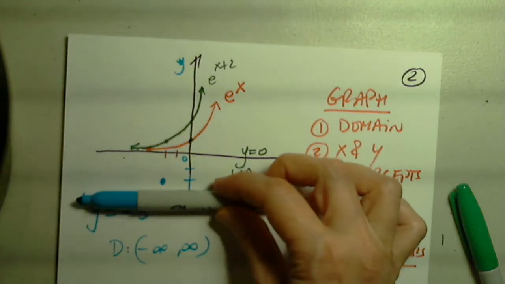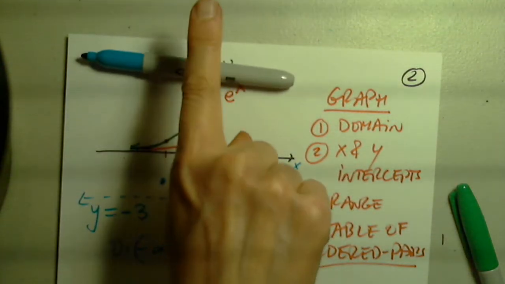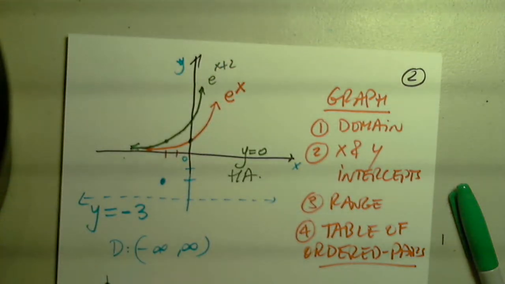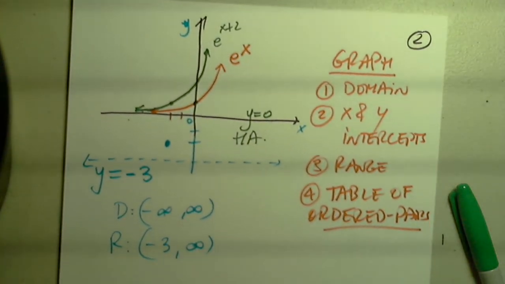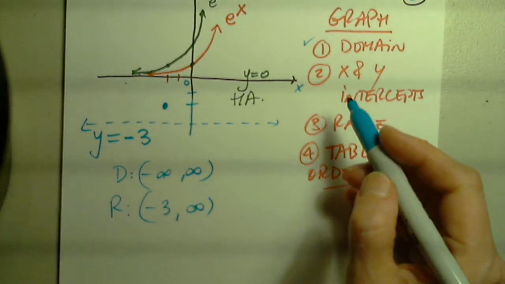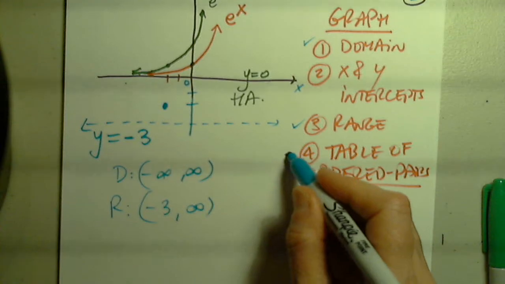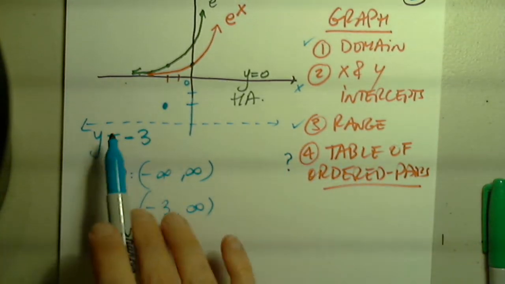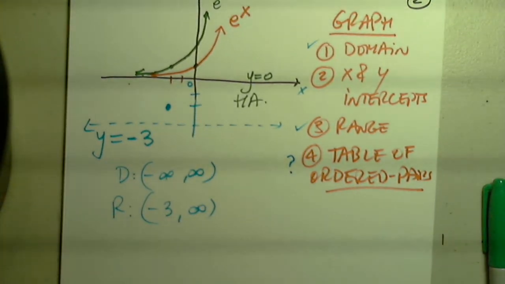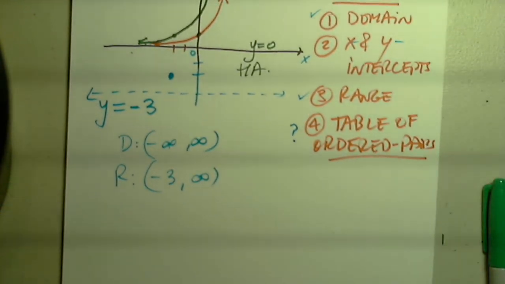What is the range? Can anyone give us the range? -3 to infinity. Very good. Awesome. Who was that? Rachel? Yeah, Rachel. Thank you very much. Okay. And finally, so this is done. The table is not really required in this case, because we are using transformations. But I have to find the x and y intercepts algebraically.